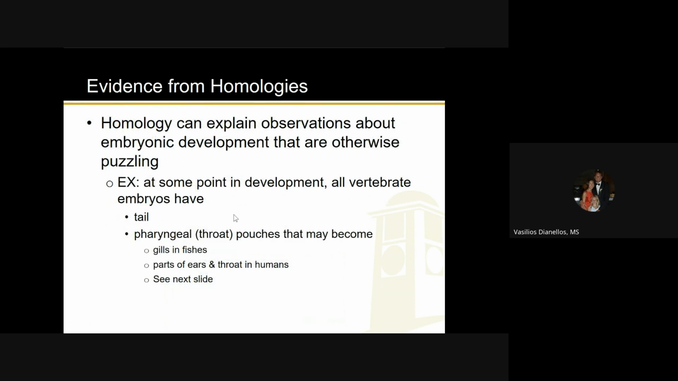So homology, and again, this is what we're still talking about. We've been talking about different types of homologies. Homology can explain observations about embryonic development as well. For example, at some point in development, all vertebrates, so humans, fish, amphibians, everything with a backbone, all have a tail and pharyngeal pouches. Depending on the species, they could become gills if you're a fish. For us, they become part of our ears and our throat.